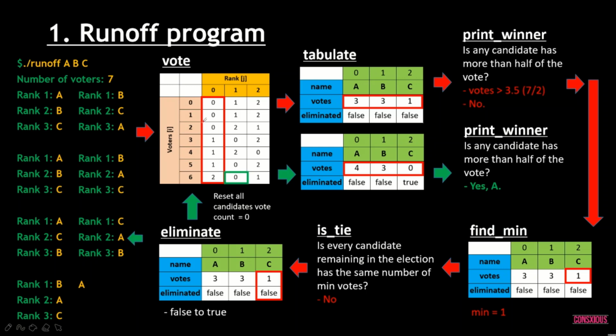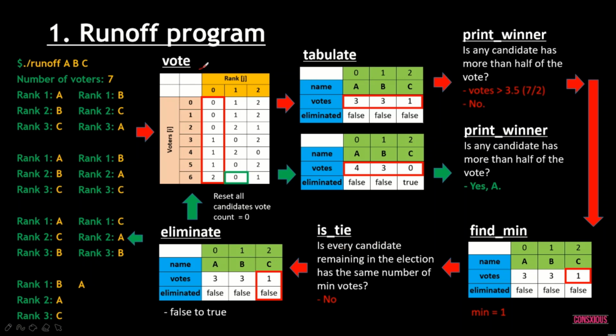So we can see what is happening behind the program. First, we have several functions here. We're going to go through several steps to find out the winning candidate. We have 6 functions: vote, tabulate, print winner, find min, is tie, and eliminate.